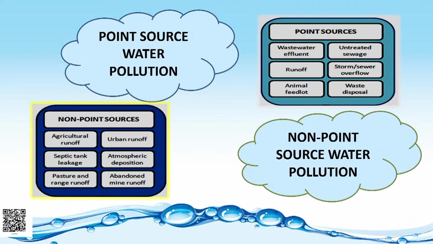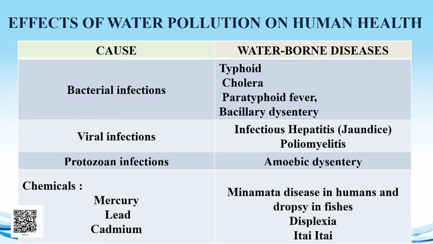Now let us see how water pollution affects human health. Infections, protozoan infection, and some chemicals like mercury, lead, cadmium, and waterborne diseases like typhoid, cholera, bacillary dysentery. When we talk about bacterial and viral infection, it means infectious hepatitis or jaundice. Poliomyelitis is a viral infection in humans. An example of protozoan infection is amoebic dysentery. Minamata disease in humans and dropsy in fishes. In the case of lead, it is dyspraxia, and for cadmium, the disease is itai-itai.